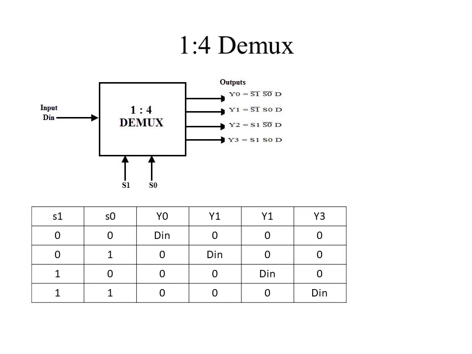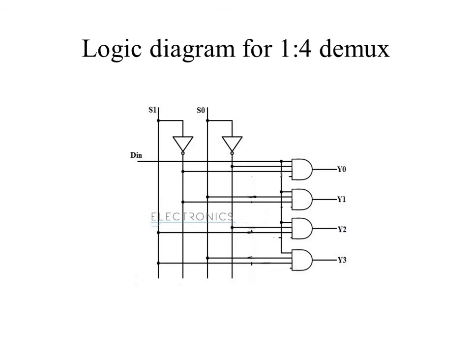So whenever S1, S0 both are 0, the input will be connected to output Y0. So Y0 will be equal to Din. At the next instant, when S1, S0 will be equal to 0, 1, the input will be connected to output Y1. So Y1 will be equal to Din, and all other outputs Y0, Y2, Y3 will be equal to 0, and so on. Since demux has 4 outputs, every output will have its own expression. So depending on that, there is a logic diagram for 1 to 4 demux, which is as shown.